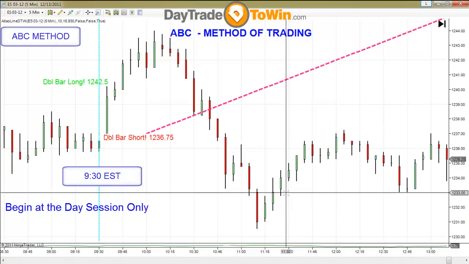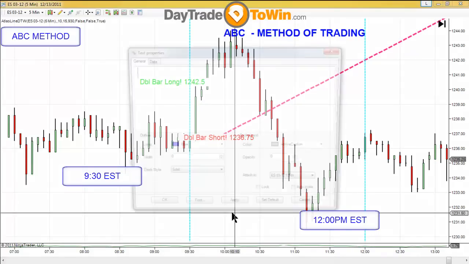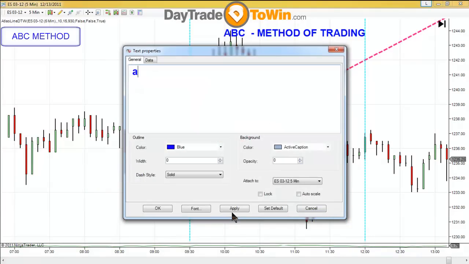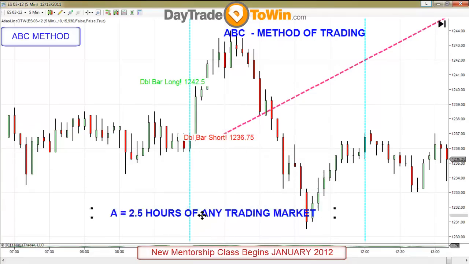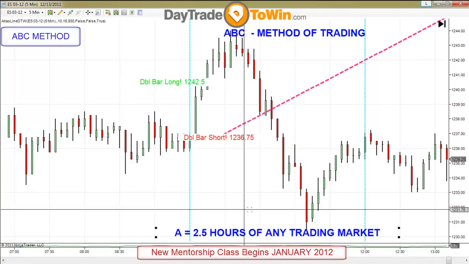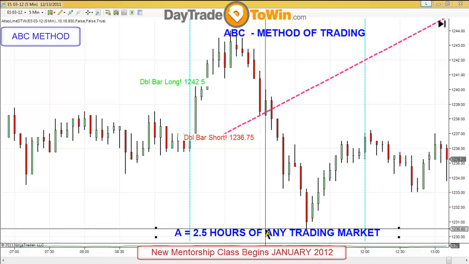And this vertical line is 2.5 hours into the day. Okay, 2.5 hours. I call this the A part of the day. And this is the first 2.5 hours of any trading market. Okay, any trading market. All right, the A part of the day right there. Now, the A part of the day, actually, let me just adjust this here real quick.